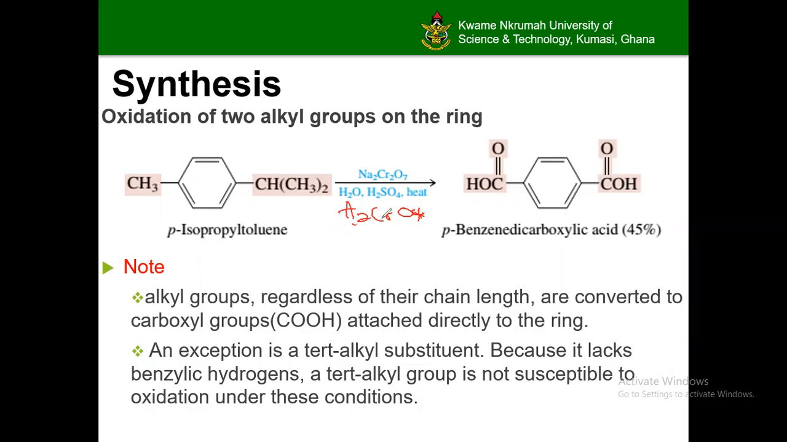And that's what's happening, a very strong oxidizing agent. So when it reacts, it will convert the alkyl groups. Now, irrespective of the length of the alkyl group, once it is the carbon attached to the benzene ring, that we call the benzylic carbon, if that carbon is not tertiary, then in the presence of a very strong oxidizing agent, it will be converted to what? Carboxyl group. So that is what has happened here.